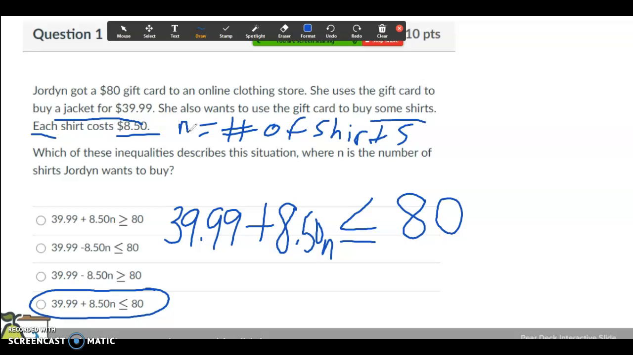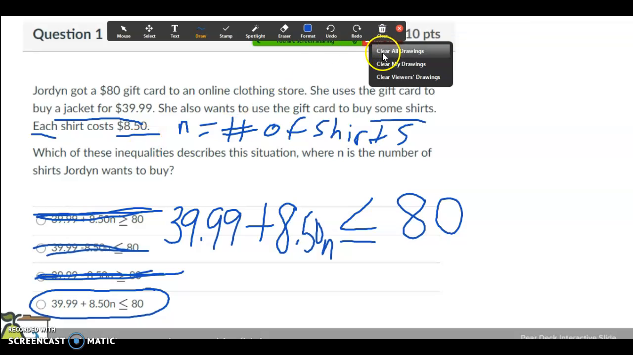So our inequality here that matches is D, okay? This one is greater than or equal to, this one's greater than or equal to, so that doesn't work. And in this one, you're subtracting the shirt costs from the jacket cost. That doesn't make sense. Okay, so here's our answer choice. Now try one on your own.